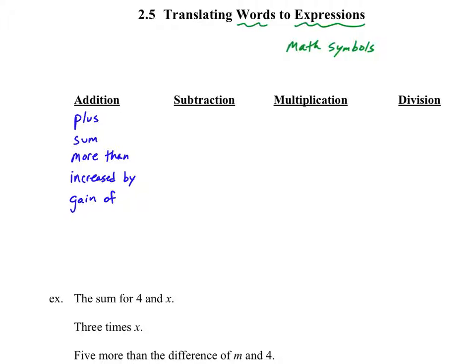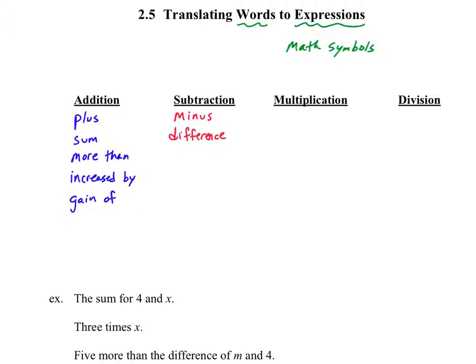All right, subtraction. Some of these you can take and look at the words for addition and get what subtraction would be. So instead of plus, subtraction would be the word minus. Instead of sum, it'll be what's the difference. Like if we were doing what's the difference in ages in your age and my age, we do my age minus your age.